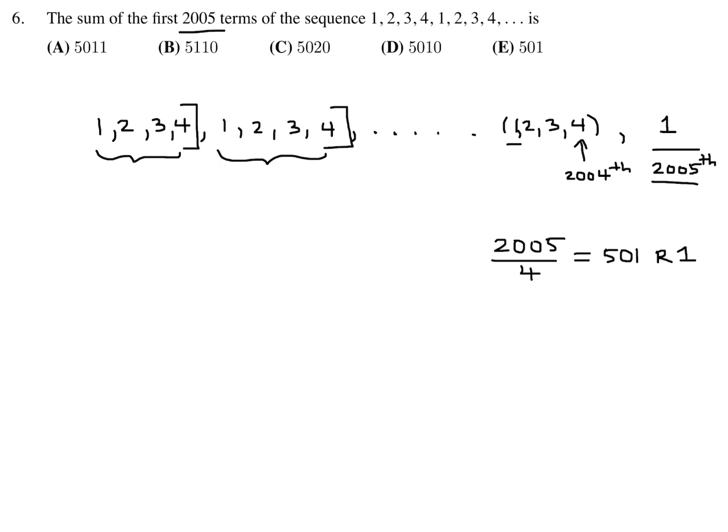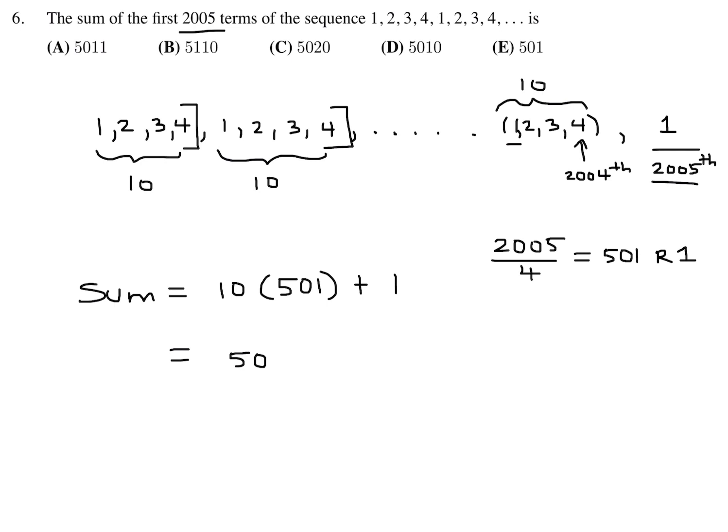All right, so the sum is pretty straightforward. Each of these sums is 10. So the total is going to be 10, but we've got 501 of those groups of 4. And then we have this lone 1 out at the very end. So don't forget to add that one. And there you go. That's the sum. So this will be 5,011. And therefore, number 6, the answer is A.